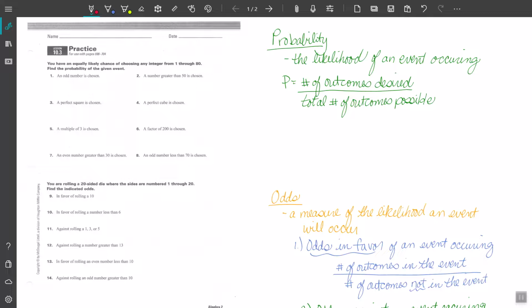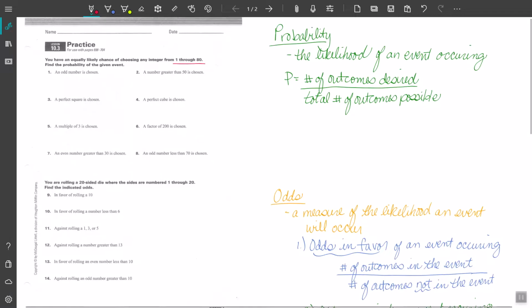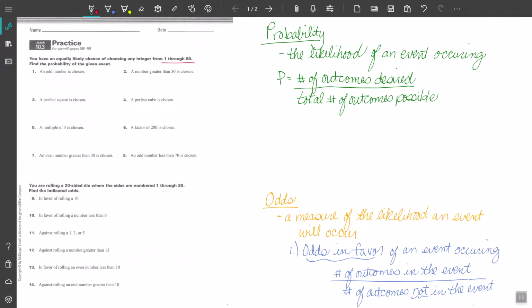So they set up a scenario for us. You have an equally likely chance of choosing any integer from 1 through 80. They want you to find the probability of the given event that they describe in each of these numbers. So we're going to choose any integer, 1 through 80, but in number 1, we want to choose an odd number. So what is the probability that an odd number is going to be chosen?